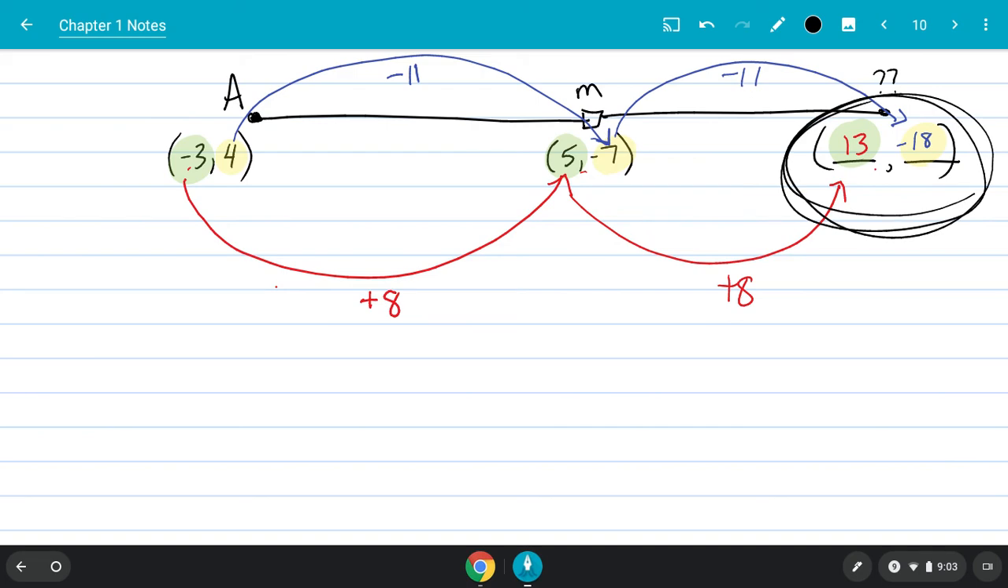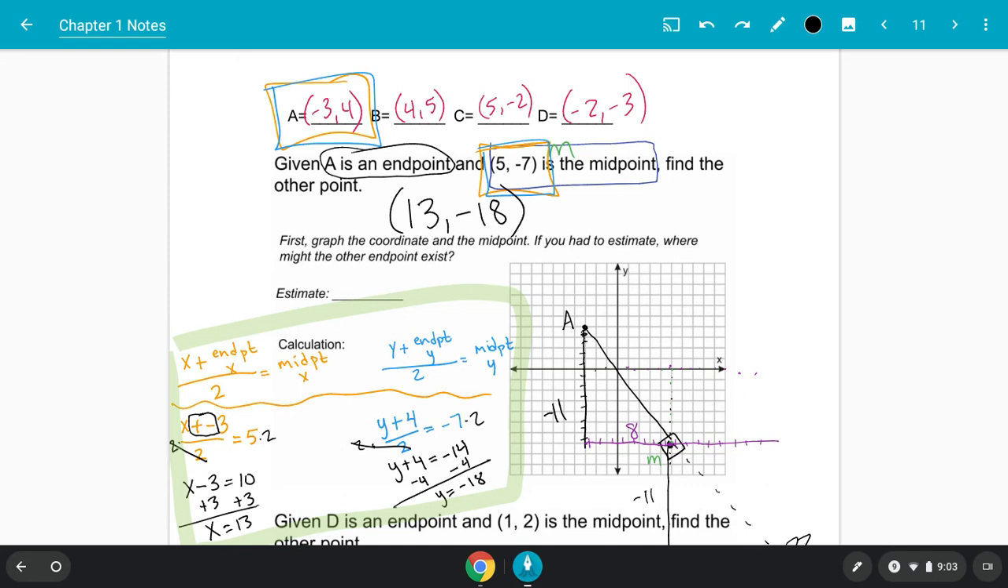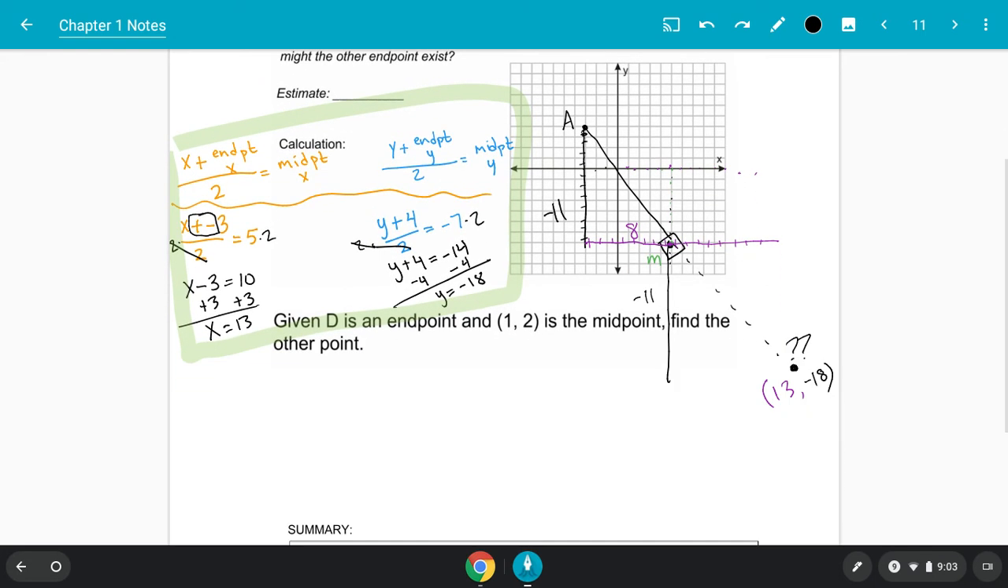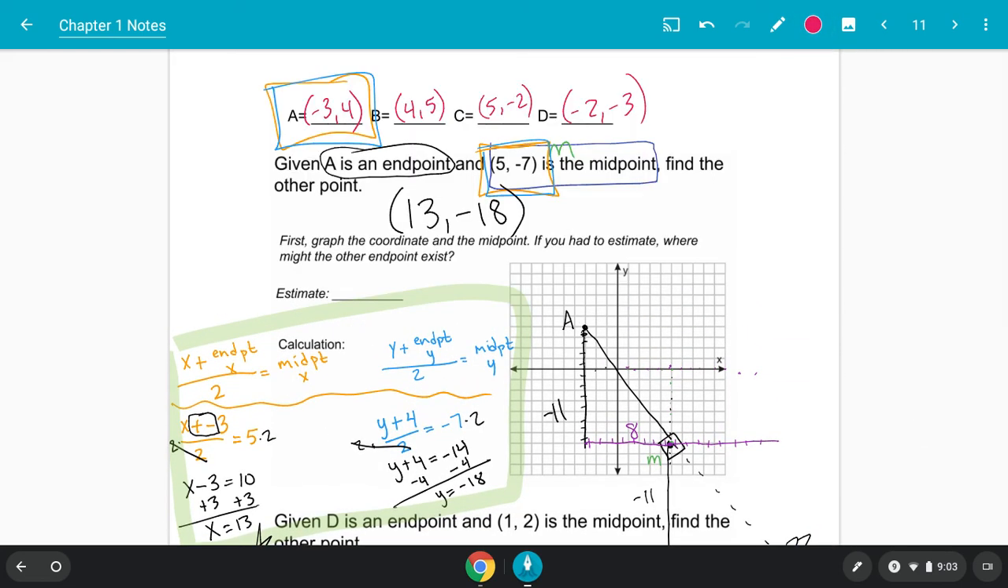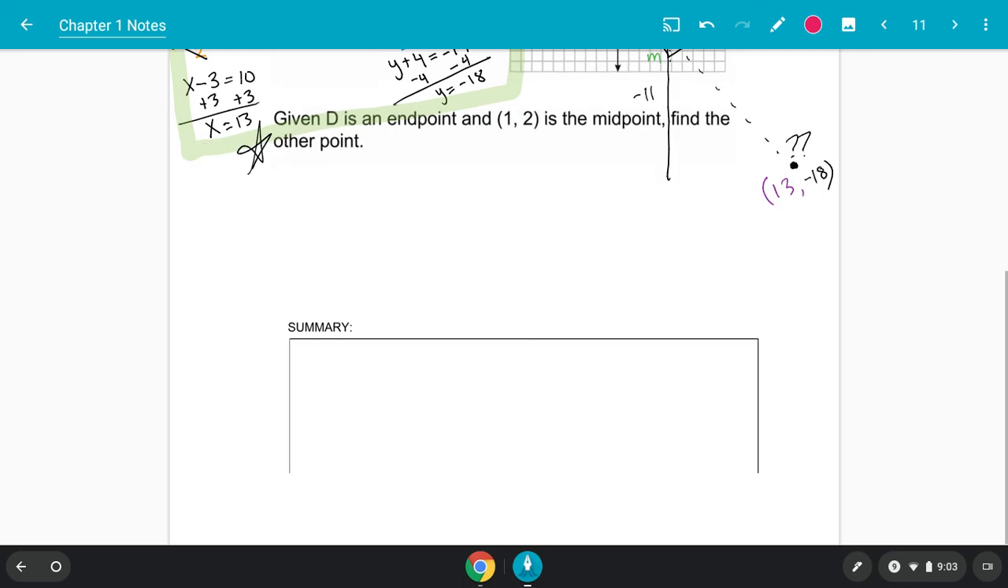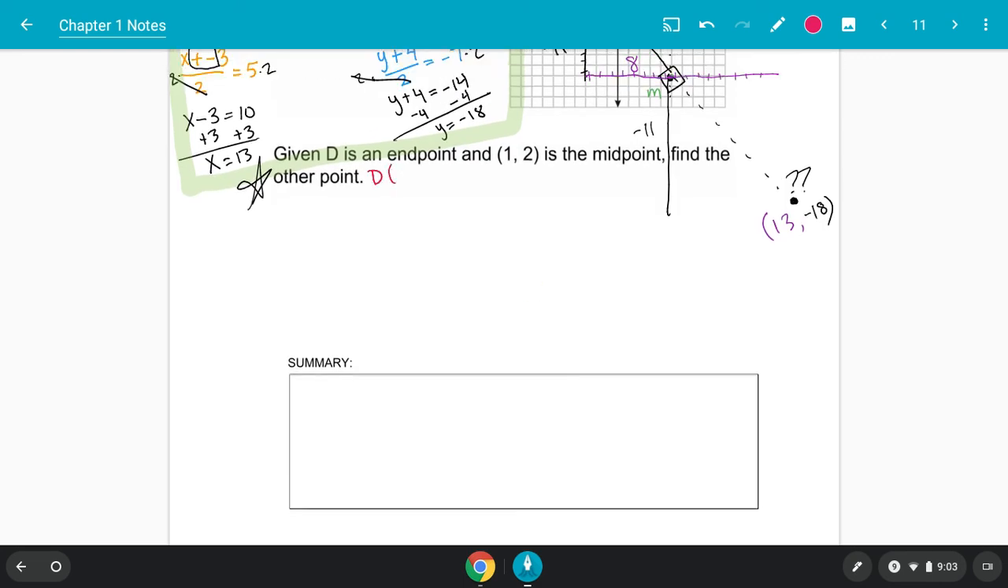Okay? So now that we've seen both methods, I'm just not going to explain the methods again because I don't want you to get frustrated. But I'll do both methods to find the answer to this one. So this one says, given D is an endpoint, D is up here, (-2, -3), and (1, 2) is the midpoint. We want to find the other point.